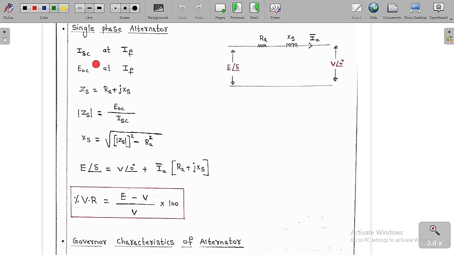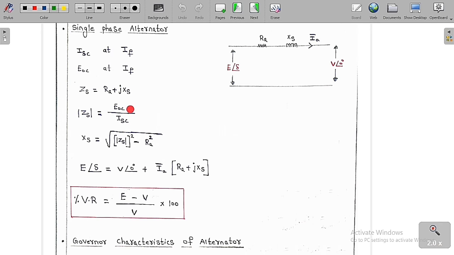Therefore here the ISC at IF. I have already told you the ISC at IF, because at the field current in the short circuit test, at a particular IF we are going to get the armature short circuit, the rated armature current ISC, and at the same IF we are going to get EOC. Then what is ZS? ZS is equal to RA plus jXS. Then mod of ZS is equal to EOC by ISC.